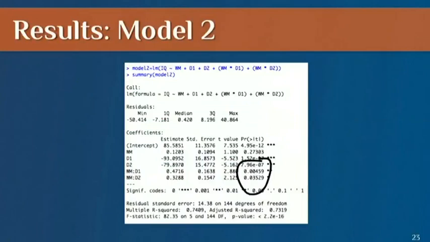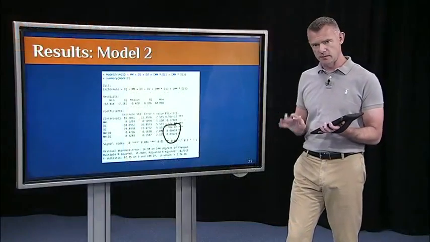Both D1 and D2, both of those product terms are significant. Again, I could have predicted that by eyeballing the correlations, right? So there's a significant difference in the slope for the 3 groups. And that is evidence of moderation. So that's the key piece in the output.